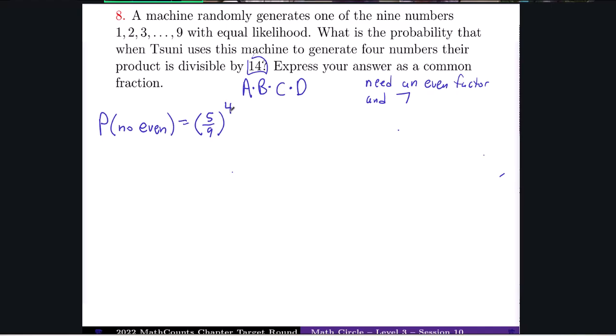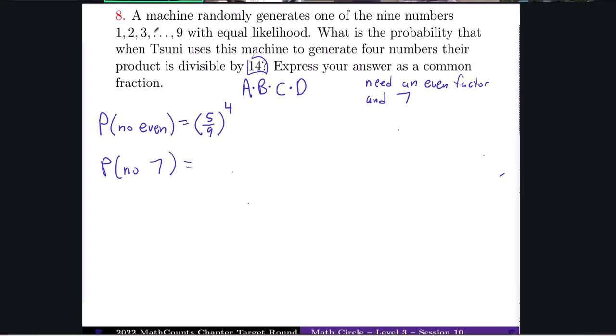So we'd find that the probability that none of these numbers are even, that they all happen to be odd, is going to be (5/9) to the 4th power. Okay. We could also similarly figure out the probability that we have no 7s.